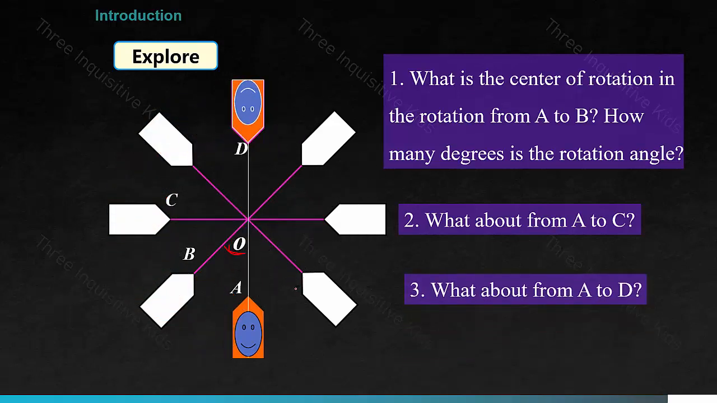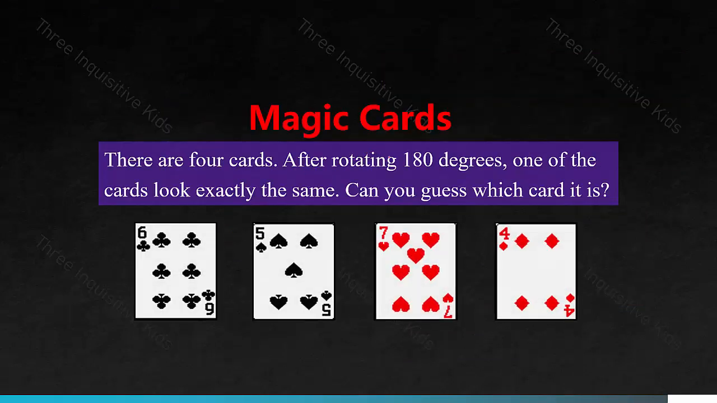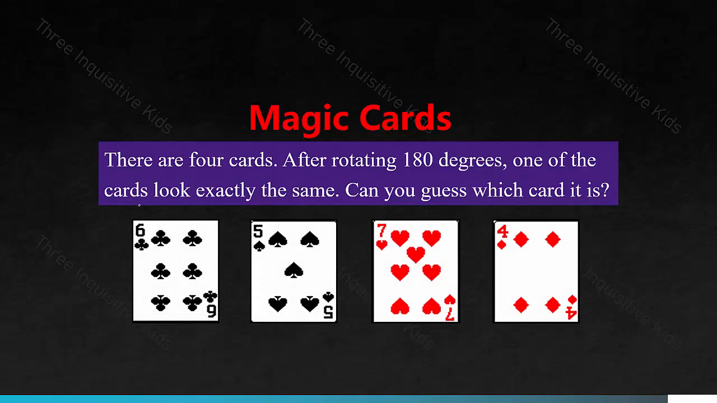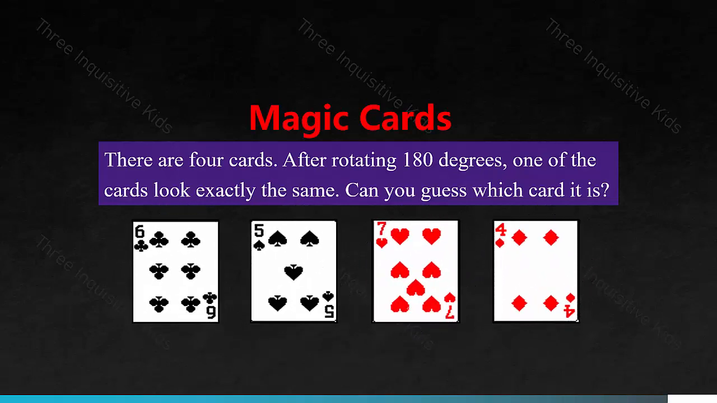What about from A to D? Now it's 180 degrees. Magic cards. There are 4 cards. After rotating 180 degrees, one of the cards looks exactly the same. Can you guess which card it is? It might seem like all these cards look exactly the same, except that 4 is the correct answer.